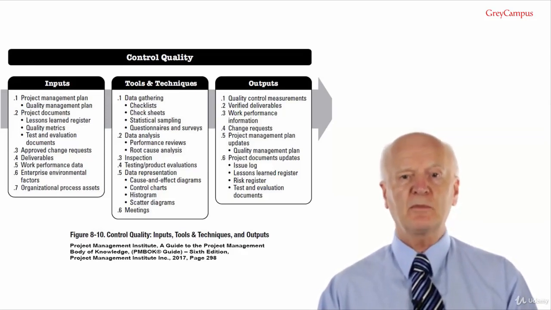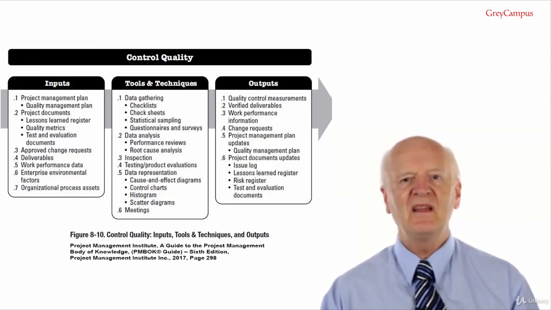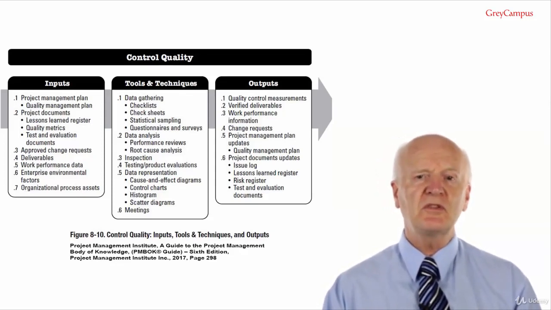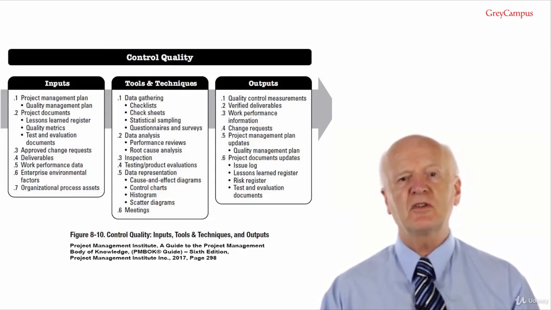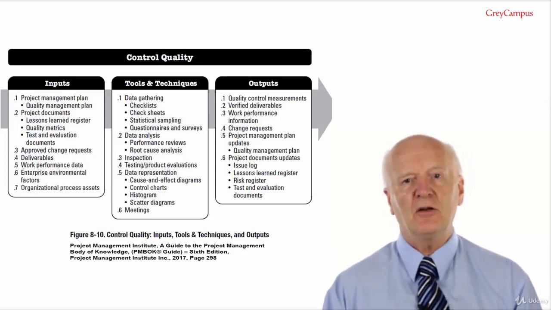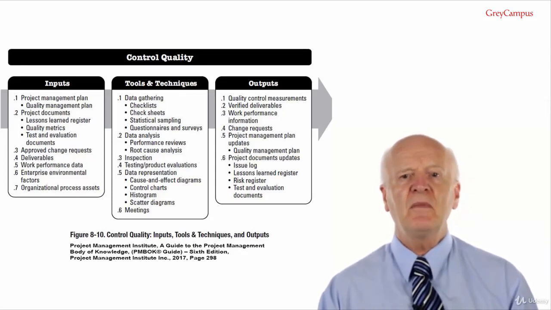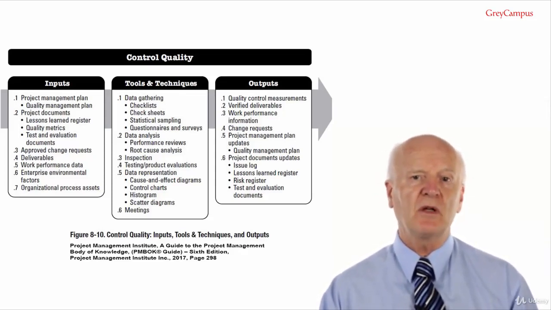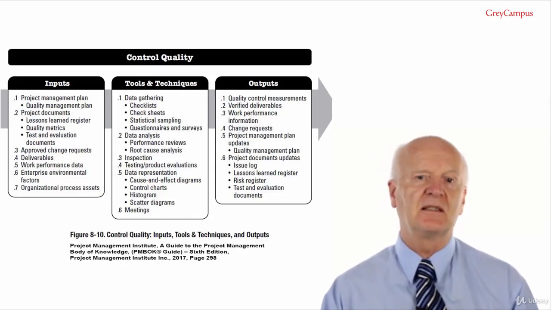Input number 5, work performance data. Data is raw material that is formatted by reports to produce information. The data we're talking about here are the measurements of technical specifications and observations. For example, the metal plate began to warp when the temperature exceeded 180 degrees Celsius.